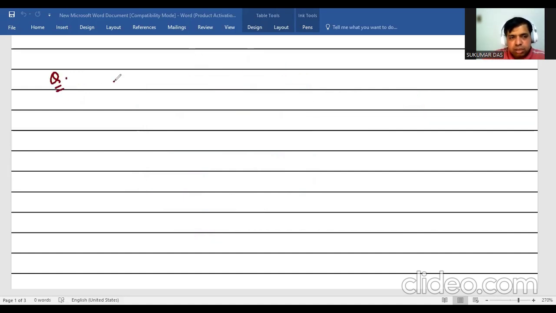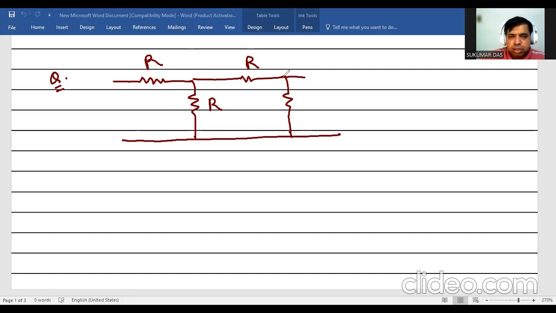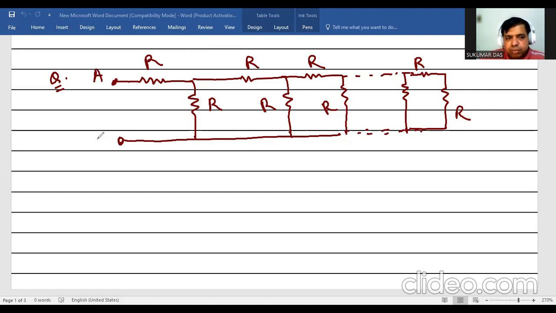Okay, good. Now let us look into one question related to ladder. A ladder type of question we can discuss like this one. Let's say this is R, this is R. You will always get a kind of symmetry of the structure. One structure will be repeated throughout the entire length, like here we can see that it is repeated like this. The last one will be like this, R, and then like this one.